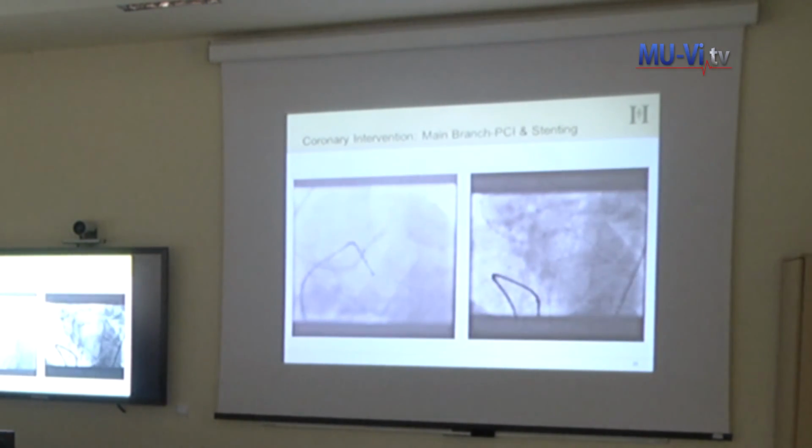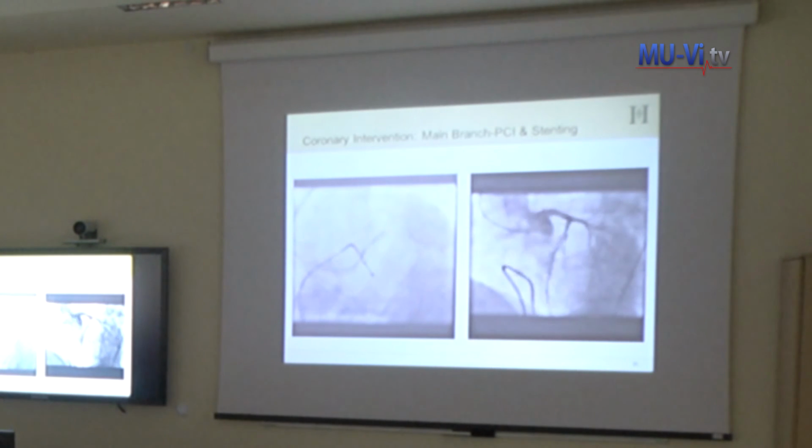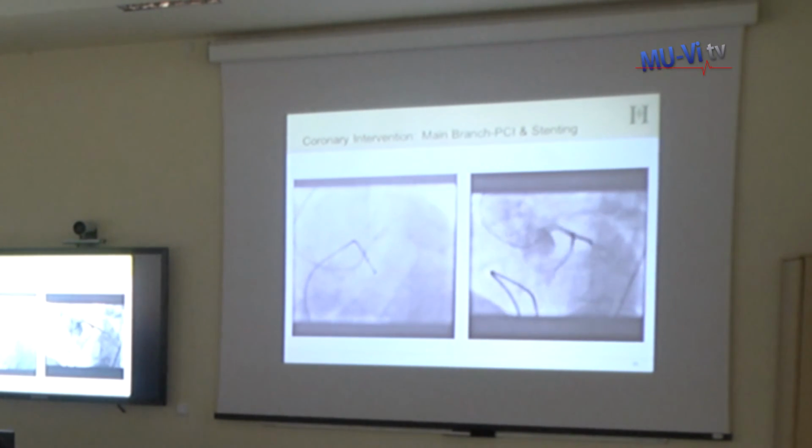So we had to be a bit faster. We put 2 wires in the LAD here and RCX here, made a direct stenting, and this is the result. It takes about 20 minutes, but it was necessary.